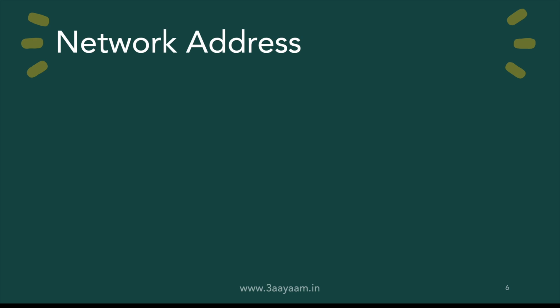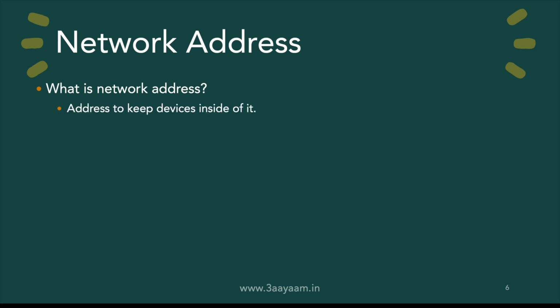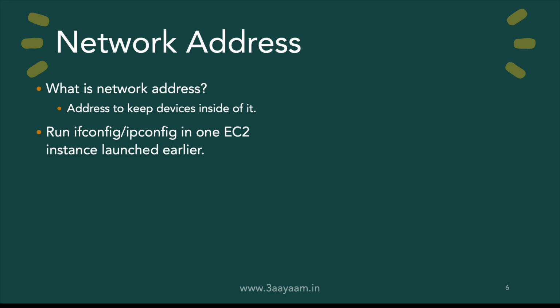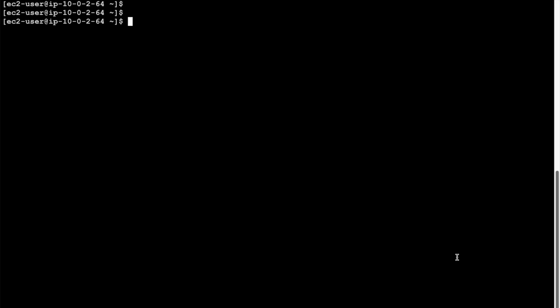Now the next thing is that when you create a VPC, we need to provide a network address. So what is a network address? A network address is basically an IP address or address to keep devices inside of it. So let's go ahead and run ifconfig or ipconfig in one of the EC2 instances that we launched earlier. You'd run ipconfig if you had launched a Windows EC2 instance, which we did not do, but anyway. So this is the EC2 instance, and let me run ifconfig.